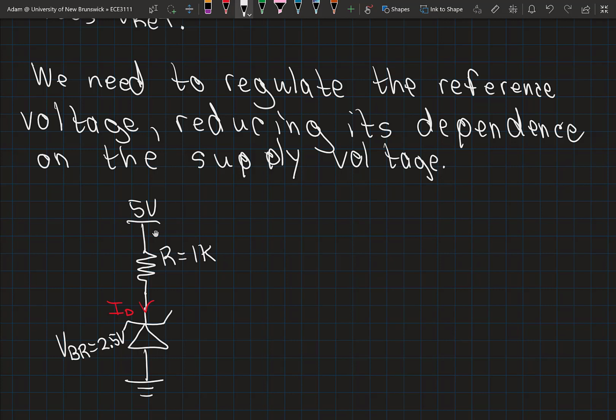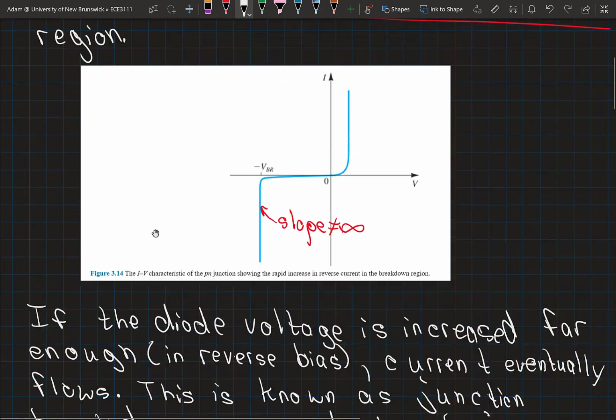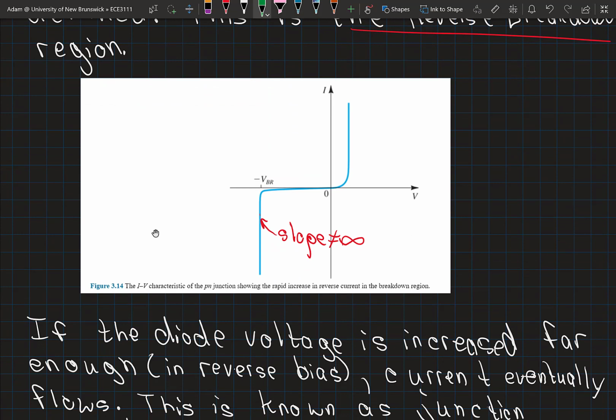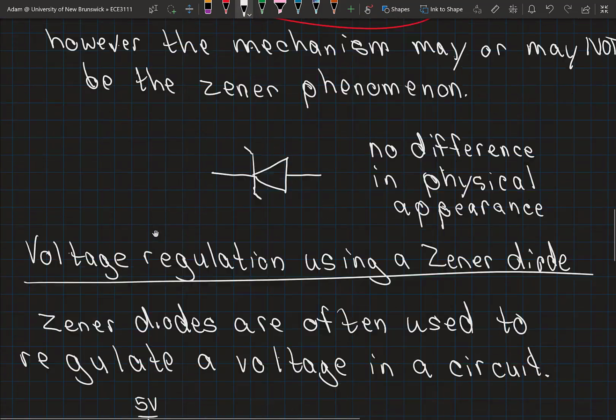It's important to maintain the current through this Zener diode at some fixed level, such that we don't change where it is on the operating curve. Let me exaggerate this slope here a little bit. If I want to maintain my operating point at some spot so that my voltage stays fixed, I don't want my current through my diode fluctuating so that my reverse breakdown voltage is fluctuating here.